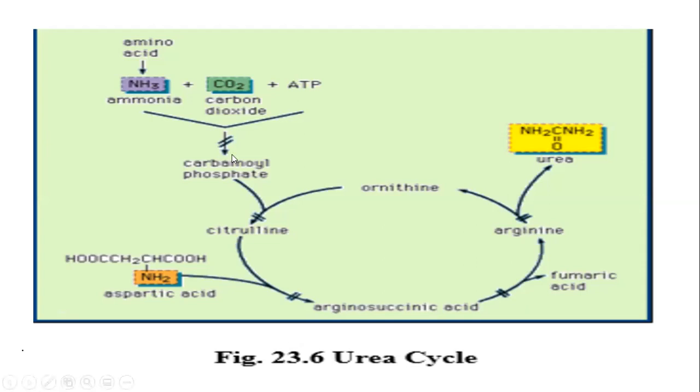Then the next reaction is formation of citrulline. Citrulline is formed by the transfer of the carbamoyl group, that is CONH2, from carbamoyl phosphate to ornithine. This reaction is catalyzed by the enzyme ornithine transcarbamylase.